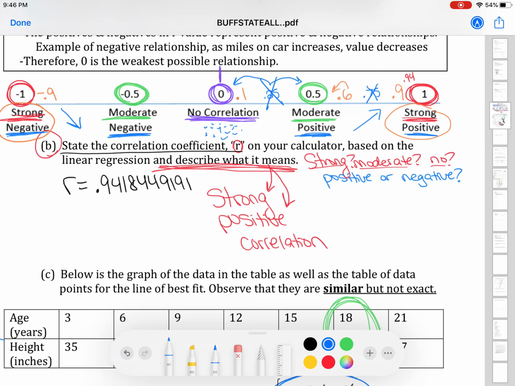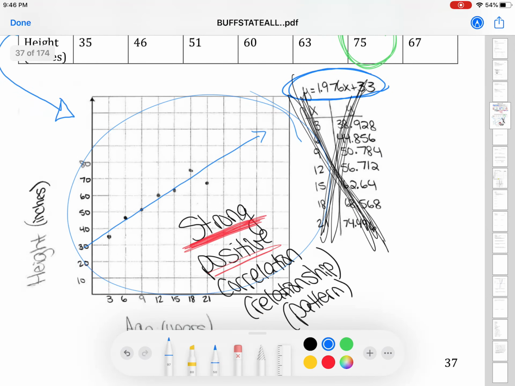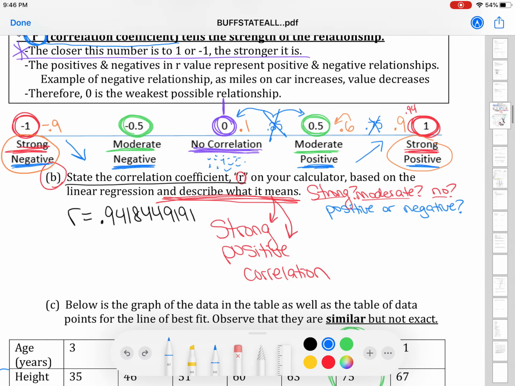State what it is. It might ask you to round it. This one didn't. And then describing what it means is just strong, moderate, or no correlation, and then whether it is positive number or negative number. That, knowing this number line right here, just like whether it's close to this or whatever, to figure out if it's strong or moderate, is a lot easier than actually graphing it to try and figure out if it's strong, moderate, or no correlation.